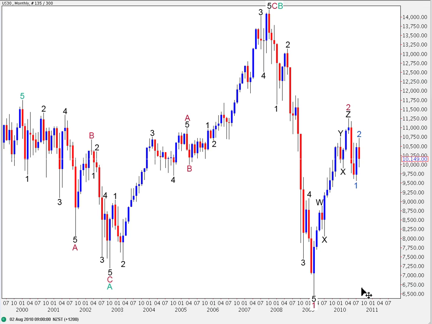If C reaches 2.618 the length of A, which is also not as common but entirely possible for a C wave of an expanded flat, price will get down to 2,278 points around about October 2015. So that's my long-term prediction for this one.